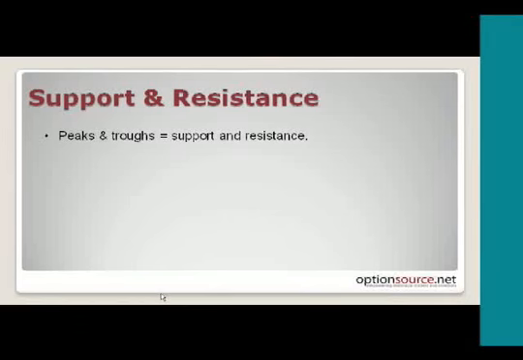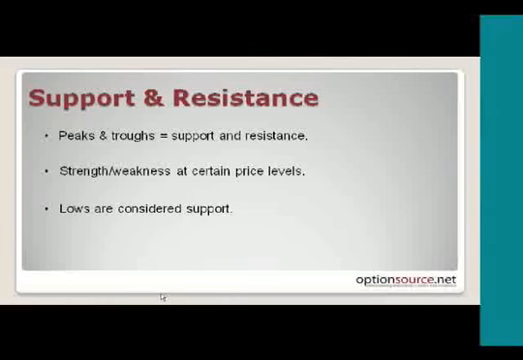And of course, support and resistance simply refers to the peaks and troughs that we just identified. Those are realistically your support and resistance levels. And they represent strength and weakness at certain price levels. Okay, so the idea is that our lows are considered support and our highs are considered resistance.